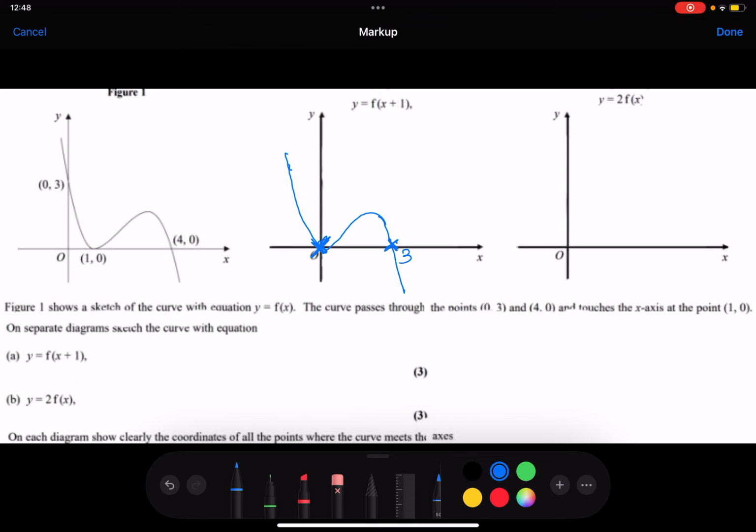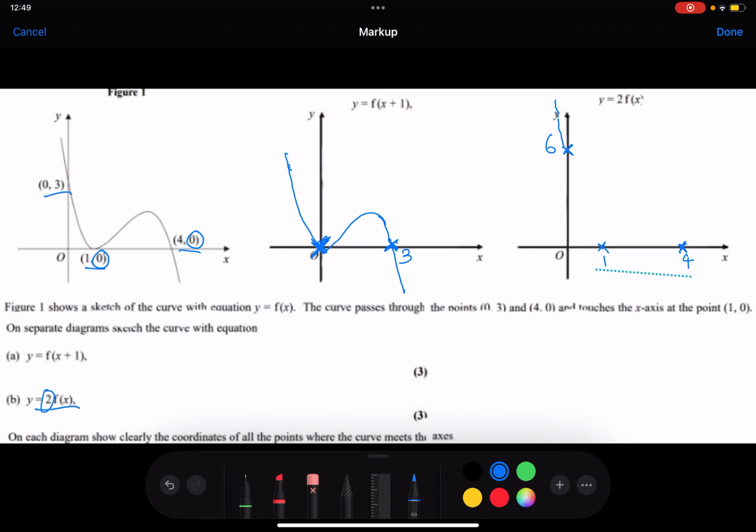Second part of this question says I need to draw 2f of x. The 2 is on the outside here, so I'm going to multiply all of the y coordinates by 2. So the new y-intercept will be at 0, 6. The roots won't be affected at all. They'll still be at 1 and 4, because the y coordinates are 0 at those, and timesing those by 2 will still be 0.